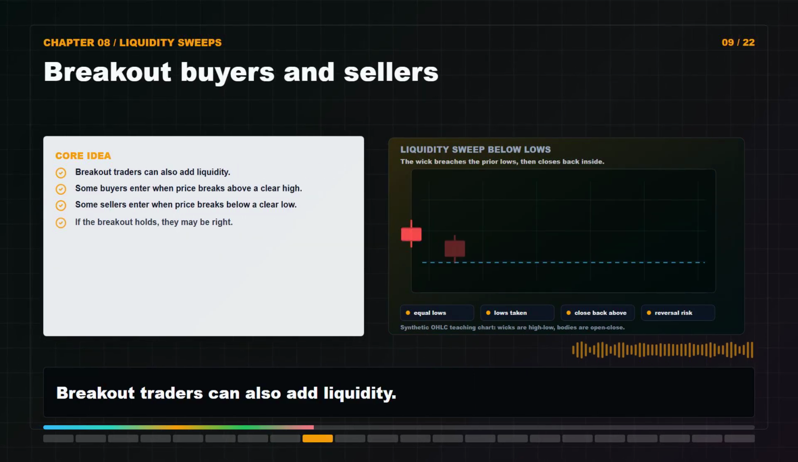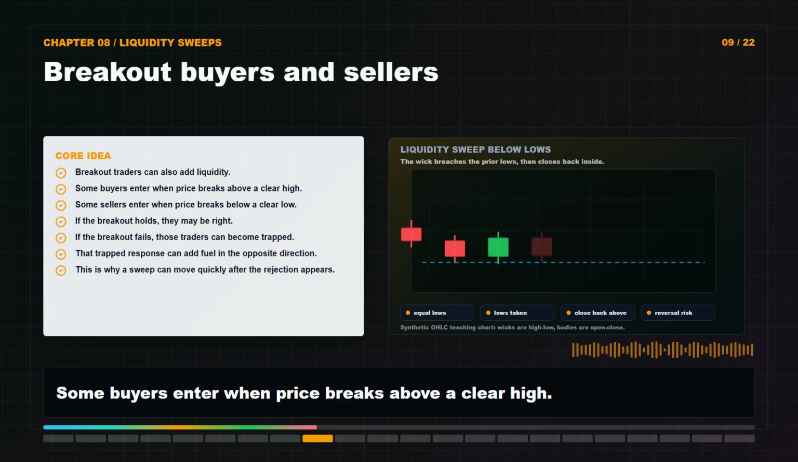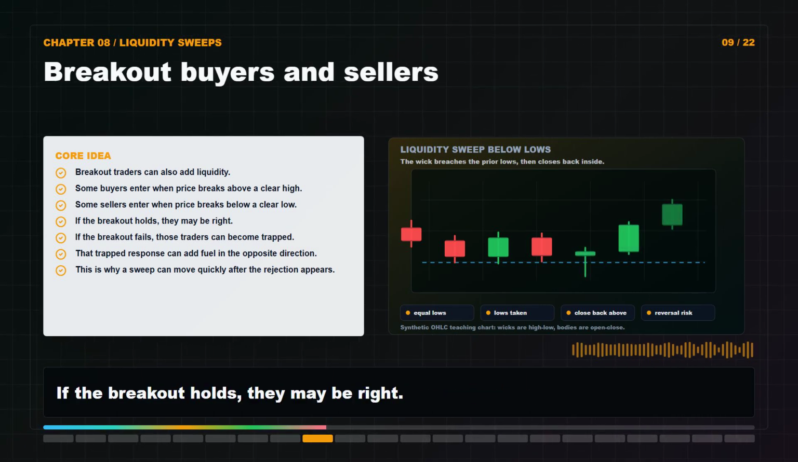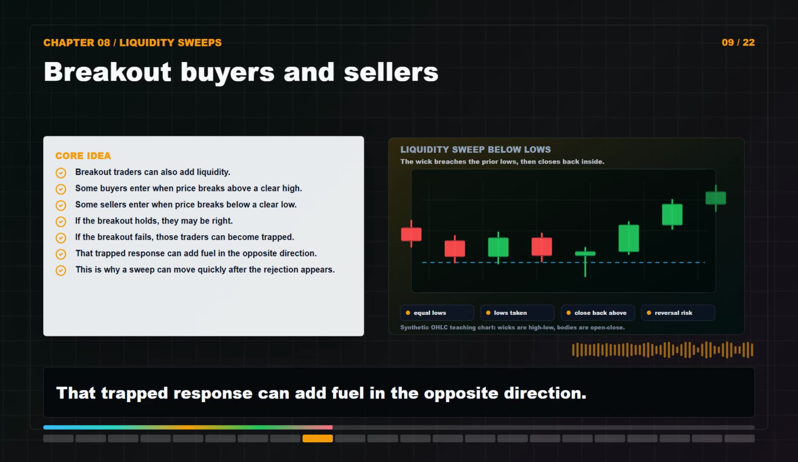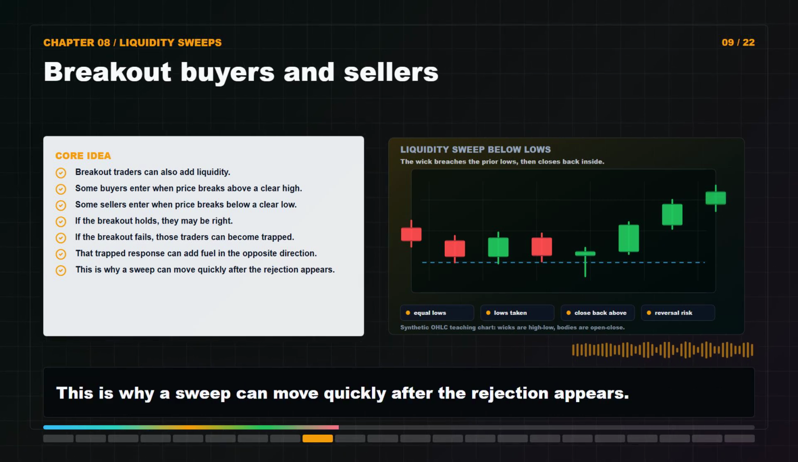Breakout traders can also add liquidity. Some buyers enter when price breaks above a clear high. Some sellers enter when price breaks below a clear low. If the breakout holds, they may be right. If the breakout fails, those traders can become trapped. That trapped response can add fuel in the opposite direction. This is why a sweep can move quickly after the rejection appears.